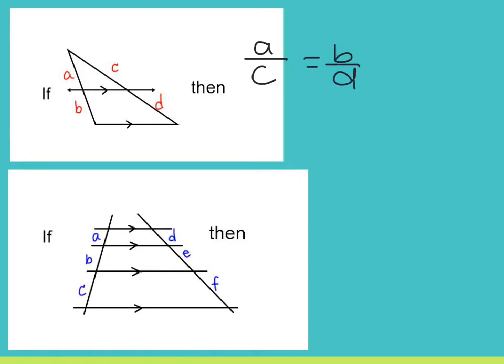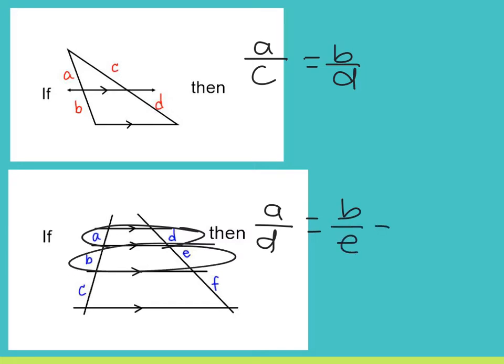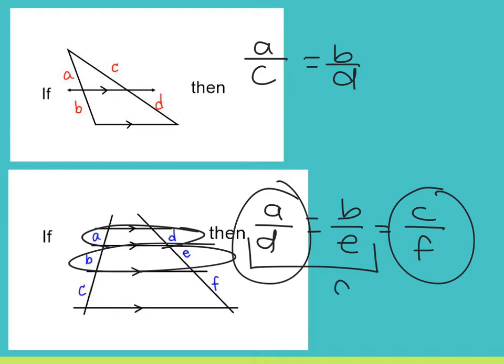When I get to something like this, I can do the exact same thing. A over D equals B over E equals C over F. And when I'm working with this, I would only pick two at a time. Right, so maybe I'm working with these two, solve for a variable there, and then if I had another variable, I would pick either that first one and the last one and rewrite it as A over D equals C over F, or I would just look at the last two.